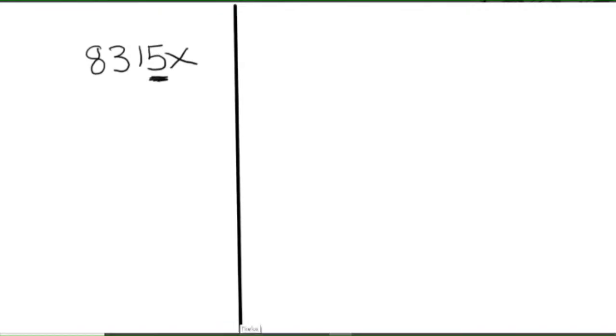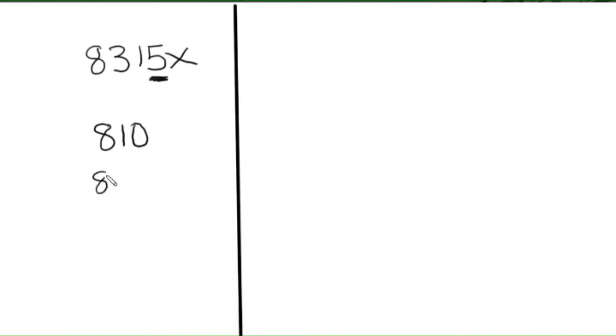Okay, another one. 810. Is it divisible by 18? Okay, let's add 8 plus 1 plus 0. And what is the sum? It will give us 9. Okay, the sum of the digits is 9.